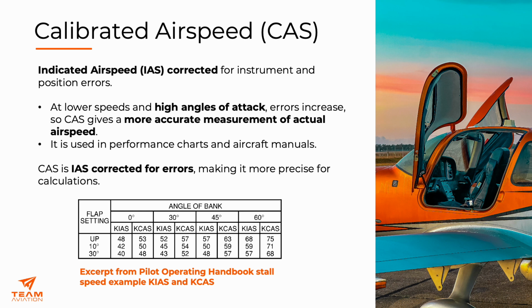As you can see in the image of this example aircraft, the manufacturer has listed both the KIAS, which is knots indicated airspeed, and the KCAS, which is the knots calibrated airspeed. And you can see that there are slight differences in the speeds listed. Next, we will explore true airspeed and how it changes with altitude.